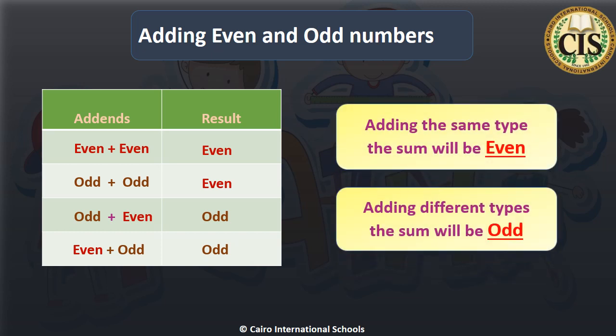So, as we noticed, when adding the same type, the sum will be even, while adding different types, the sum will be odd. Adding even plus even, the same type, equals even. Odd plus odd, the same type, the sum will be even. While adding different types like odd plus even, the sum will be odd. And adding even plus odd, the sum will also be odd.